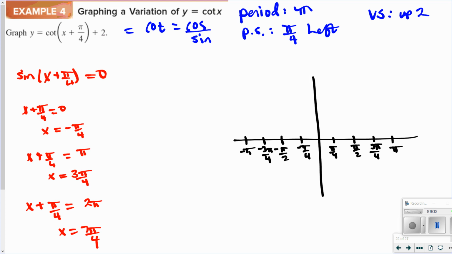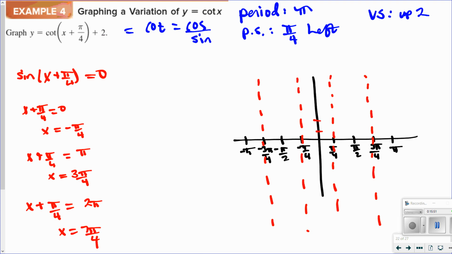So I'm going to go ahead and sketch these on, and then it should also make sense here that negative pi over 4 and negative 3 pi over 4 will be vertical asymptotes. And this is shifted up 2, so we'll keep that in mind when we graph each branch.